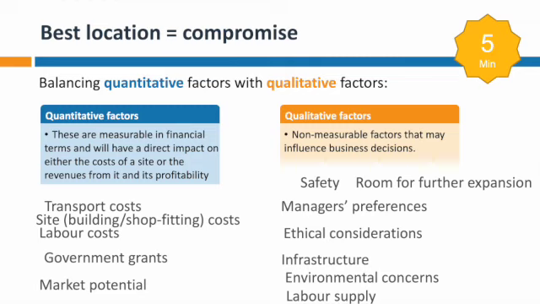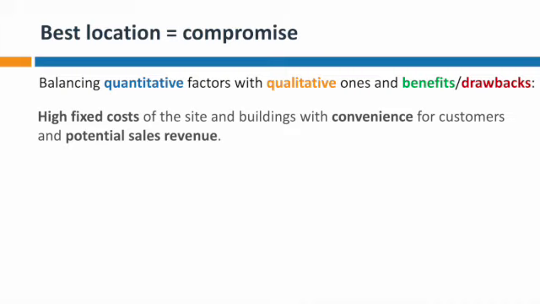So these are some examples. You could have come up with some other examples. That's absolutely fine. Just make sure that you understand where the reasons, the factors would fit, like if it would be a qualitative factor or quantitative. Balancing quantitative factors with qualitative ones, and also benefits and drawbacks. This is basically how we pick the best location. So here I'm going to give an example.